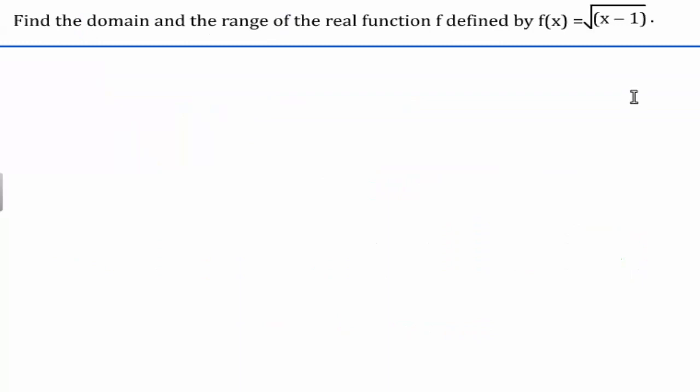In this question, a real function f is defined by f of x is equal to root over of x minus 1. You need to find the domain and range of this function. Let's begin the solution.